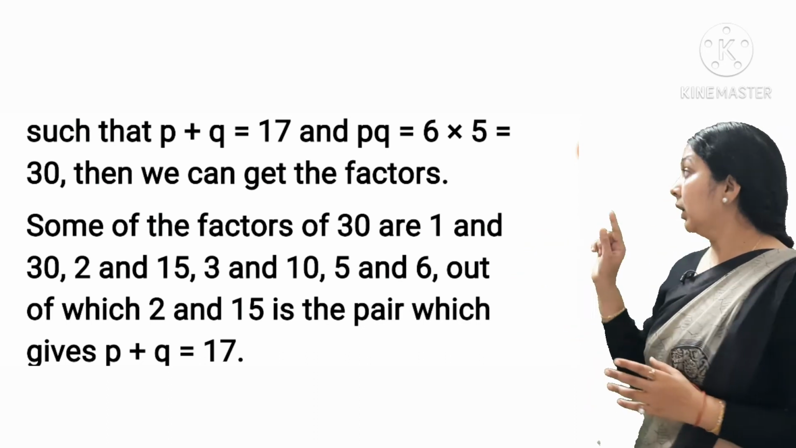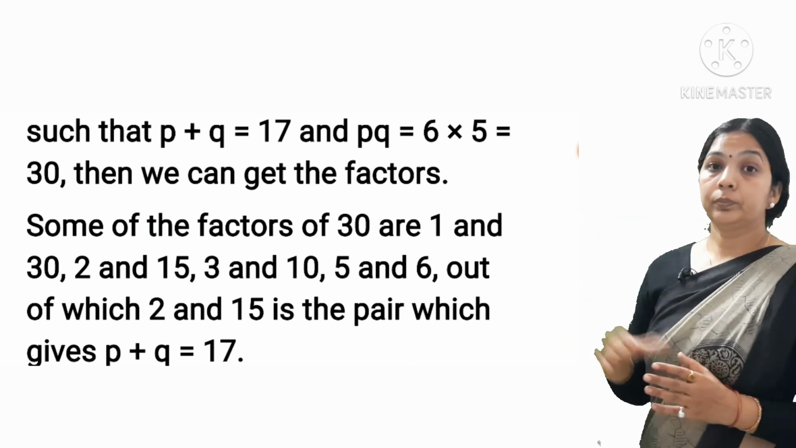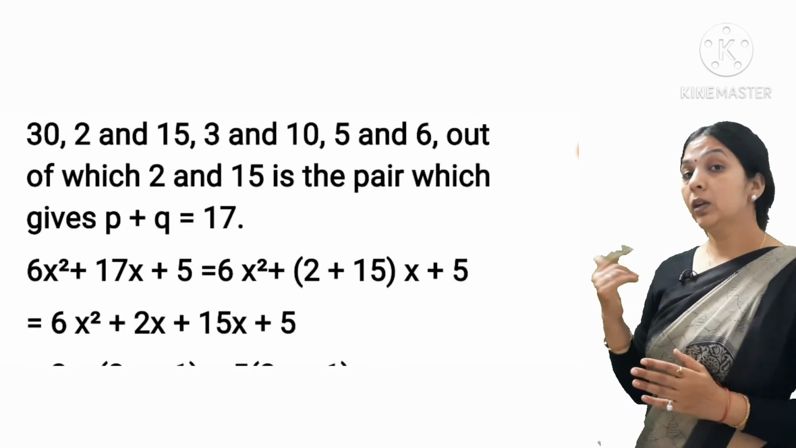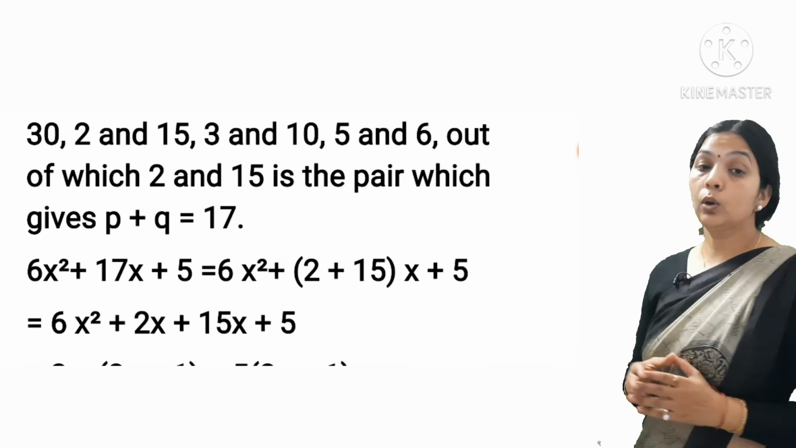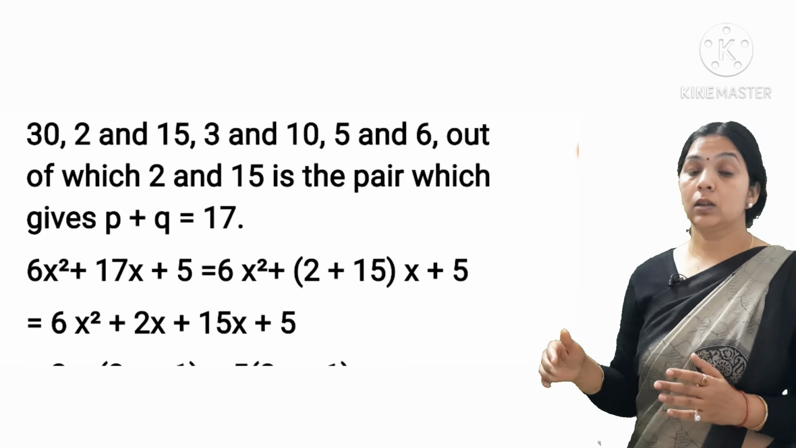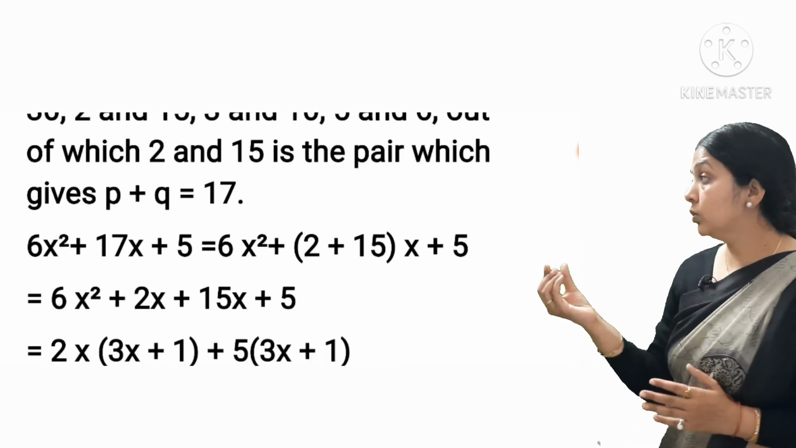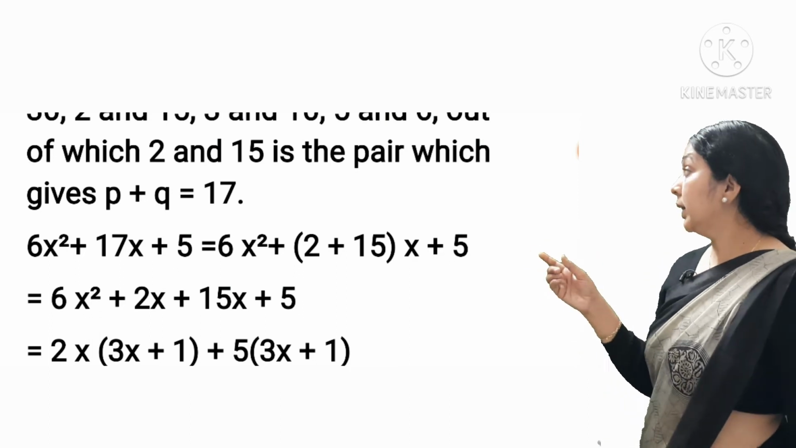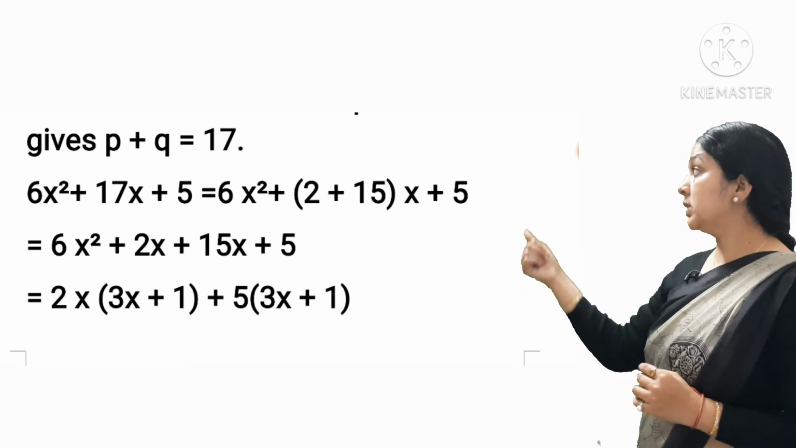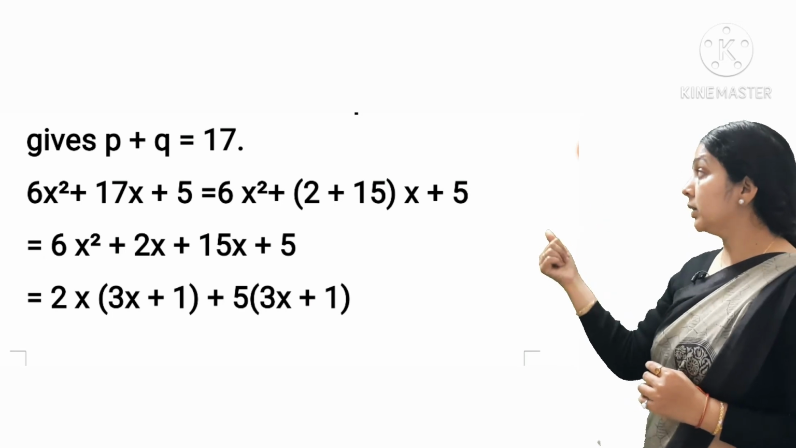So we can see that if we take 2 plus 15, when we add them, it results in 17, and when we multiply them, it results in 30. So we will split 17x into 2x and 15x. Now we will take common 2x from 6x square and 2x, so it would be 3x plus 1. Similarly, we take 5 common from 15x and 5, so it will result in 3x plus 1.